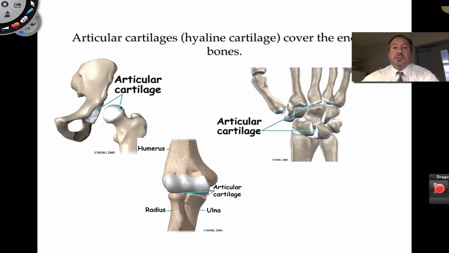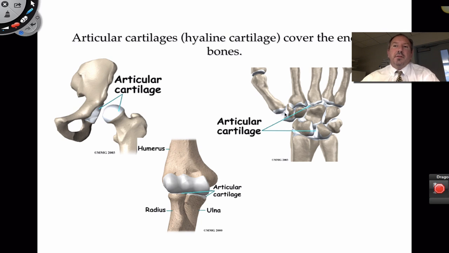This cartilage is called articular cartilage because it's where the bones come together at a point. We have it here, for example, in the proximal epiphysis of the femur as it articulates with the pelvic bone. Here is the distal end of the humerus. This is in your arm, and it's meeting up with the radius and ulna. So this is your elbow right in here. And then there's also cartilage in between each of these carpals in our wrist as well. And so it's protection.